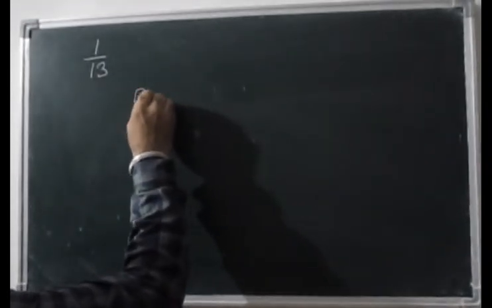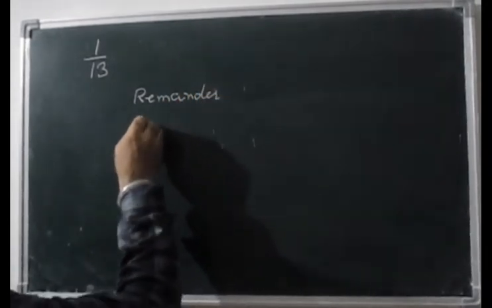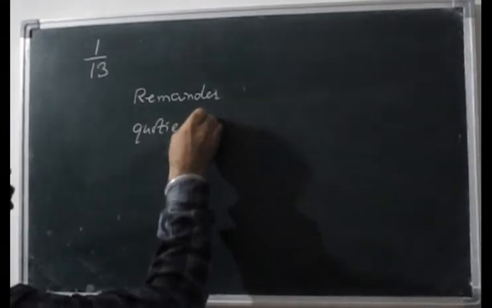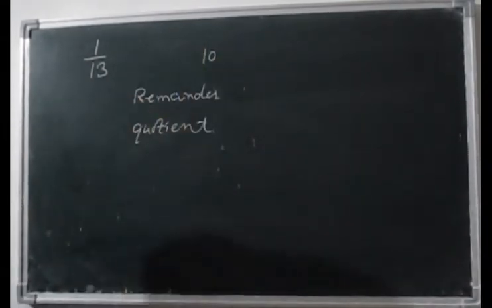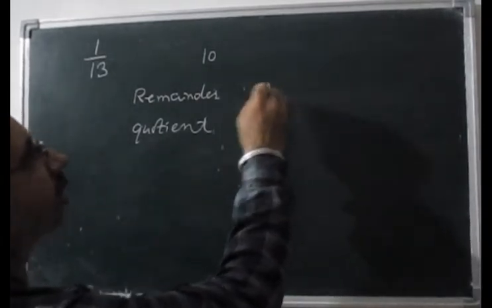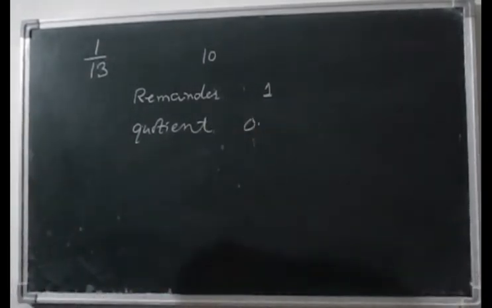Now suppose we wish to write the decimal representation of 1 by 13. So again, write one line for remainder, one line for quotient, and one is the multiplier, that is a fixed number, that is 10. So in the remainder line write 1, in the quotient line write 0 point.